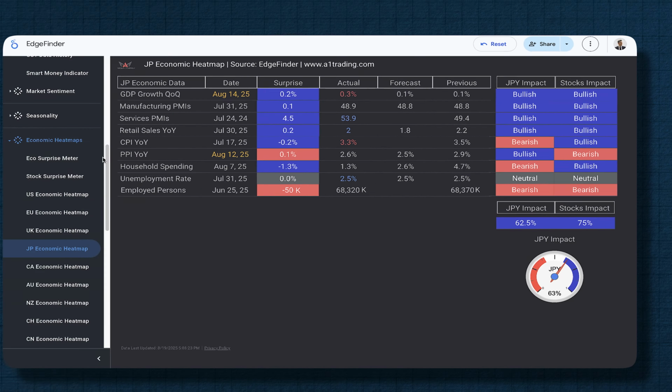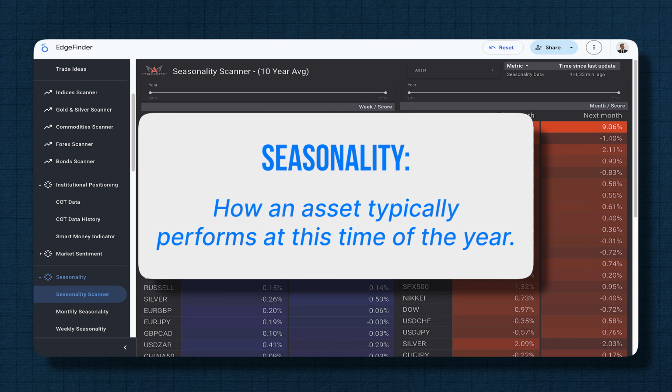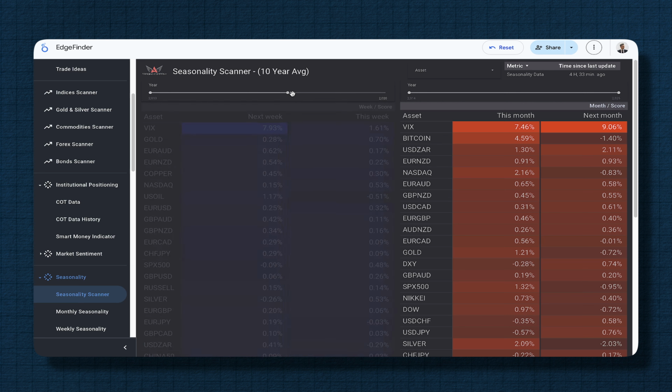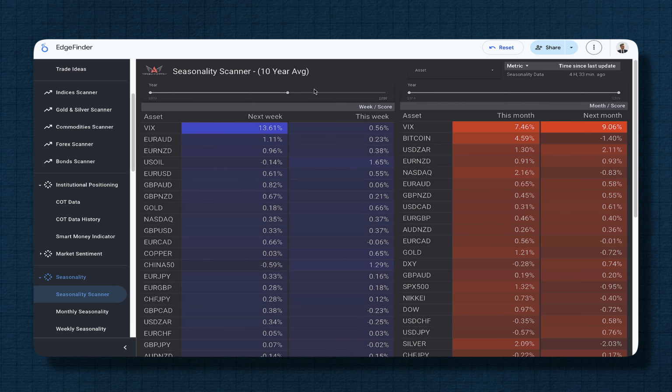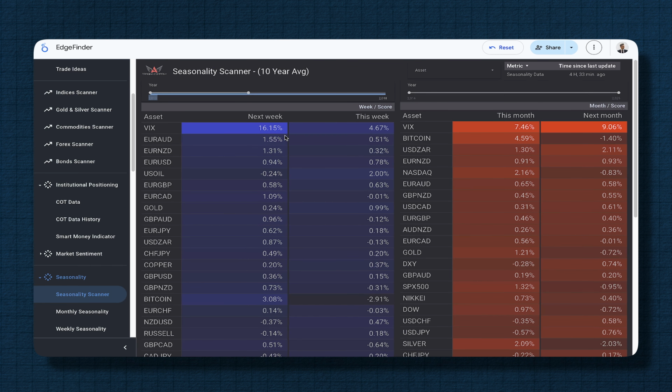What's nice as well is you can also see the seasonality. The seasonality is basically how an asset typically performs at this time of the year. You can see here that it gives you a whole lot of things, like it will say the VIX next week 7.93%. You can also move this depending on how much seasonality you want. If you only want from this time to this time, it'll give you a different figure. You can see how this figure keeps changing depending on how you use it. So you can tweak the EdgeFinder to what you like. That's what's really nice.